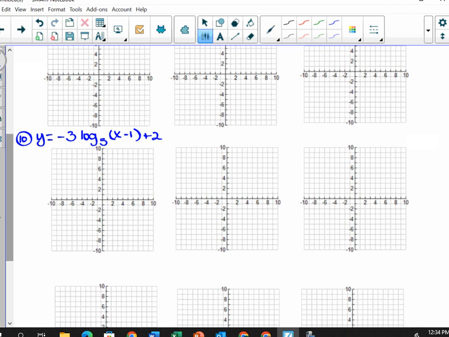Think about where you'd start. It's a 5, yes, sorry. The base is 5. If it's out in front, it's always the y values. Work together if you need to while you're trying this one.